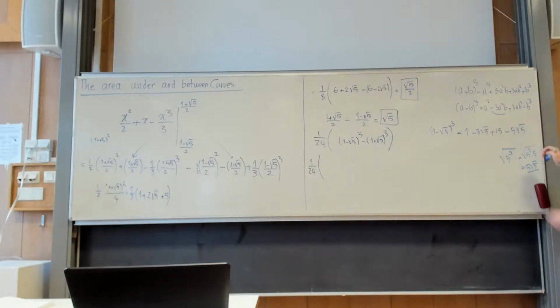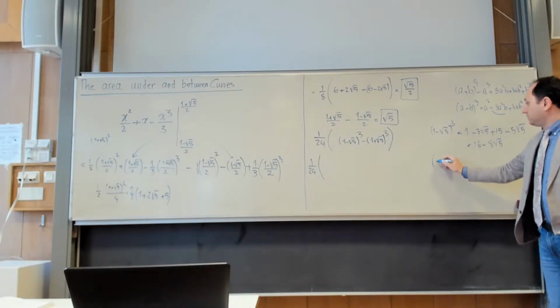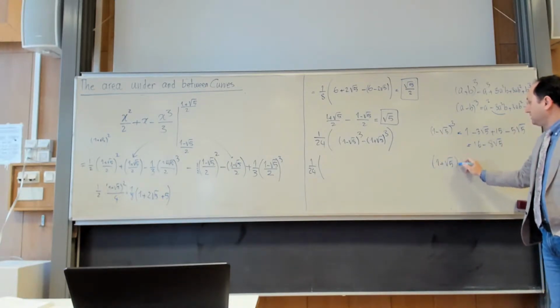Why is it much better? Because you can simplify these two. Yes? So now you have 1 plus 15 is 16, minus 8 square root of 5. Yes, we are done. So this one minus this one to power 3 is this one. But let me do the other one. I think you can do it immediately, yes?